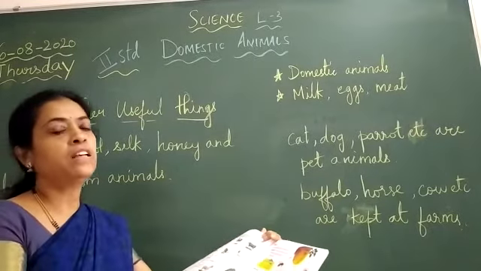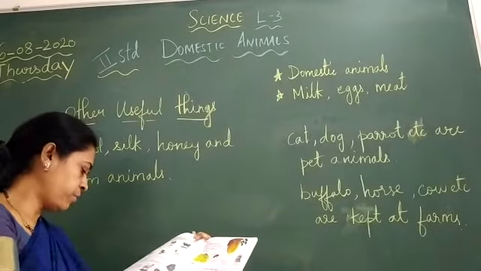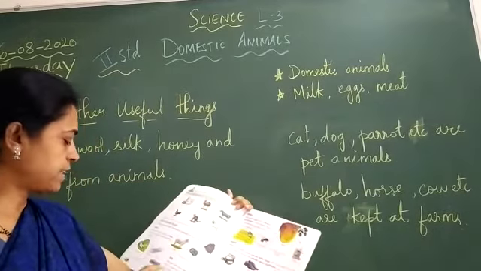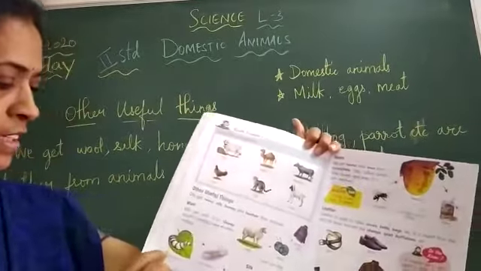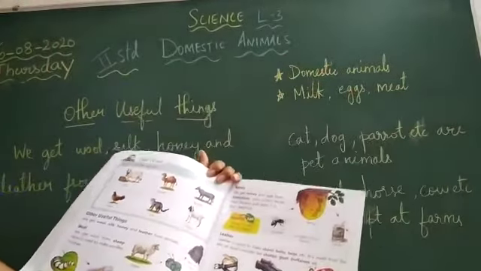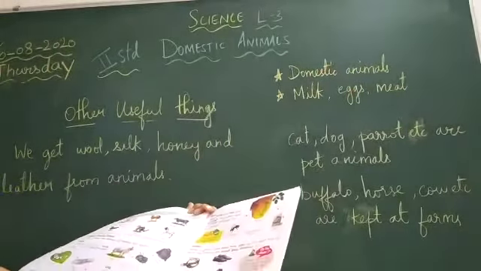We get silk from silkworms. Silk is used to make clothes like saris, shirts, etc. So you can see the silkworm here on the leaf. You can see the children in your textbook. So we get silk from silkworms.